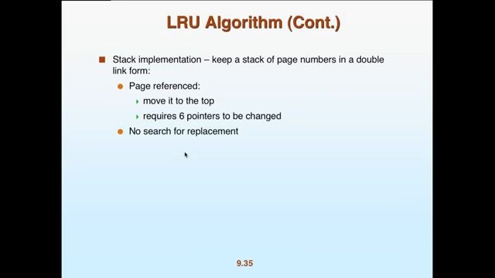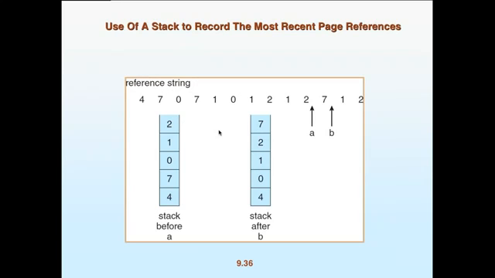We can implement it with a stack, which would eliminate the counter. So keep a stack of page numbers in a double linked form. We have a page reference, and then we move it up to the top. Stack implementation for least recently used is very promising because it doesn't add to the algorithm complexity. It's using a data structure to organize the strings, so it requires 6 pointers to be changed. You have to constantly update the pointers. However, there's no search for a replacement. There's no thinking, so there's no search. It's faster; you're not going to be slowed down by the search.